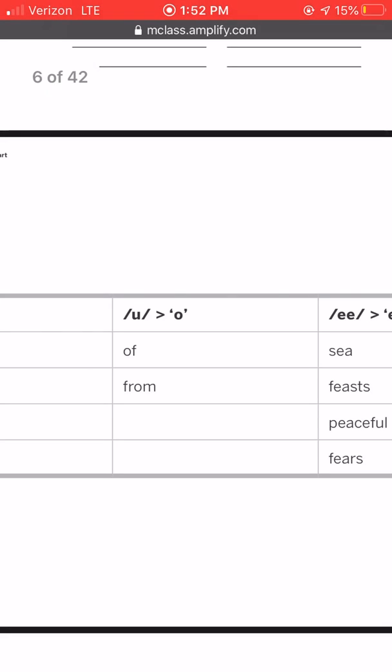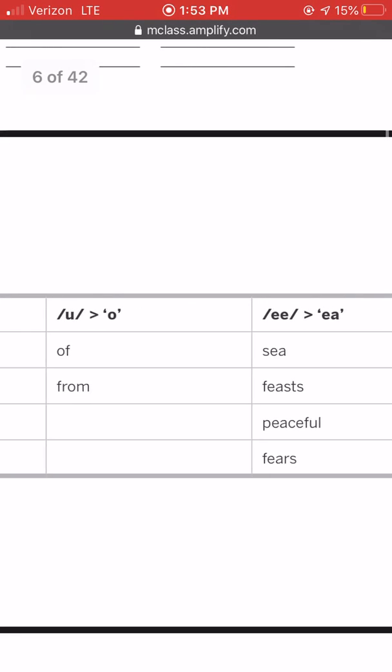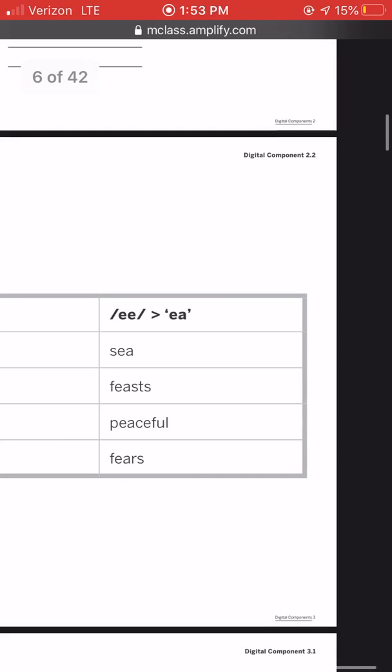Known and knee. Let's go on to the next column. Oh, it has the O. In what sound? The sound. The first word is of. Second word is from. We hear that O making the sound. Next column. EA. That EA makes the E sound, that long E sound. Okay, let's go ahead and read these words. See, feasts, peaceful, and fierce. Okay, very good.